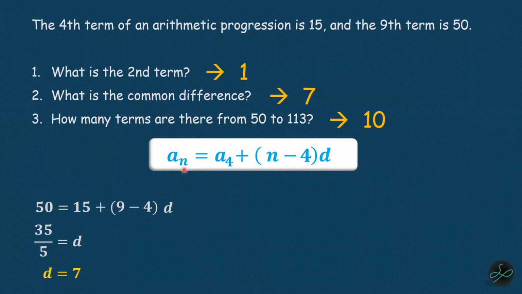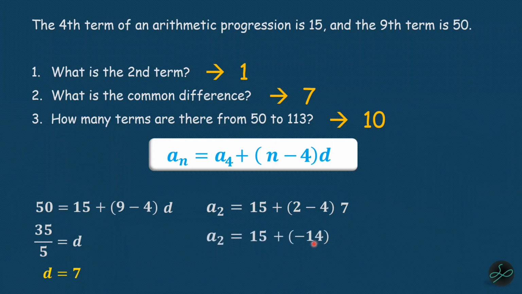Again, simply substitute the values we have. A sub 2 is asked for equals 15 for a sub 4 plus the quantity of 2 minus 4 times the common difference of 7. Here, twice the common difference gets subtracted to 15 to get a sub 2. So the answer is 1.